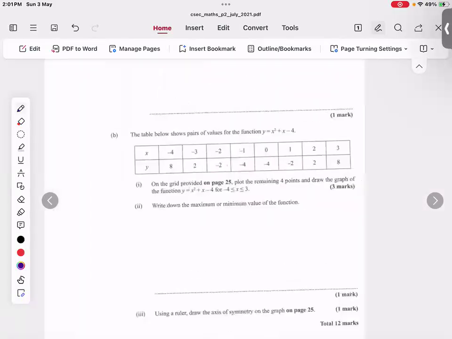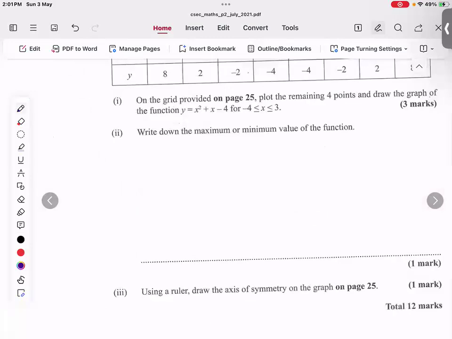What was the question they asked? They said write down the maximum or minimum. So you see, they are not trying to trick you. They are trying to make you figure out whether it's maximum or minimum. Is it minimum or maximum, by the way? That's the question. Minimum, because that's a smile.